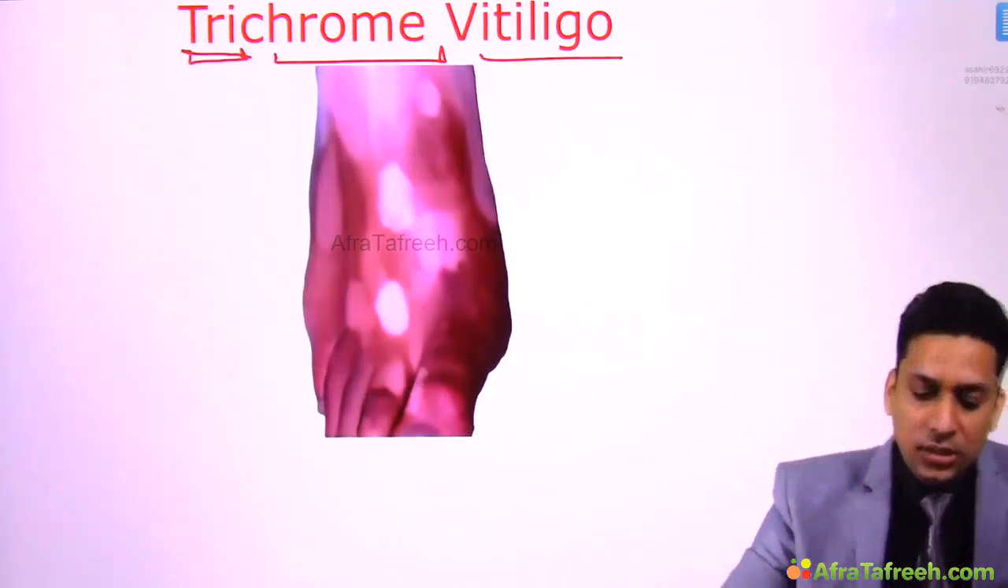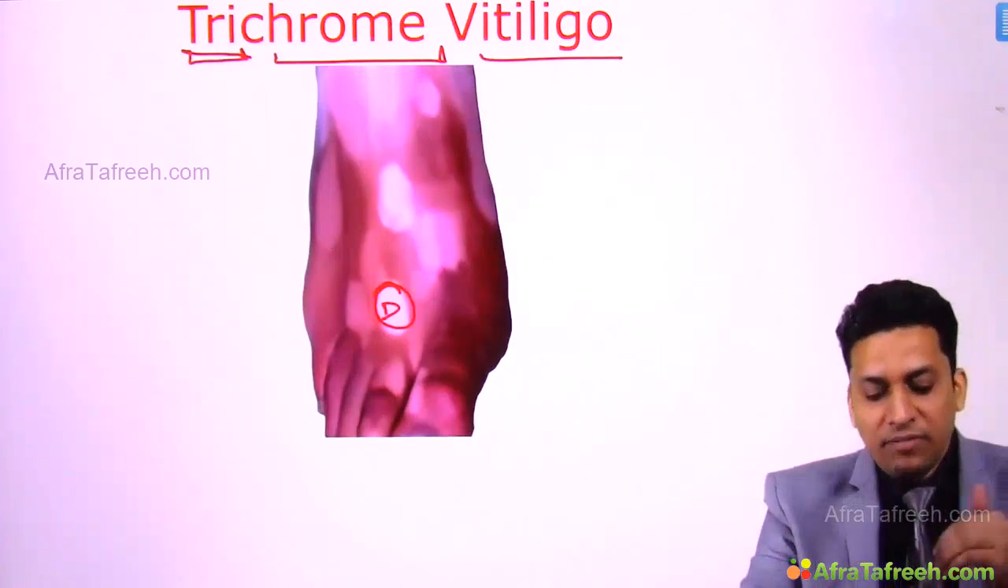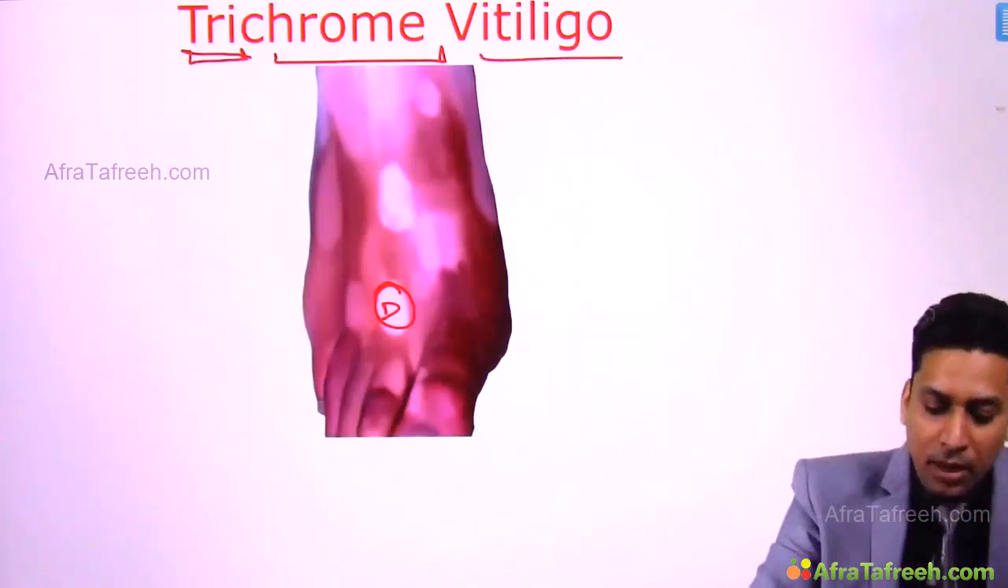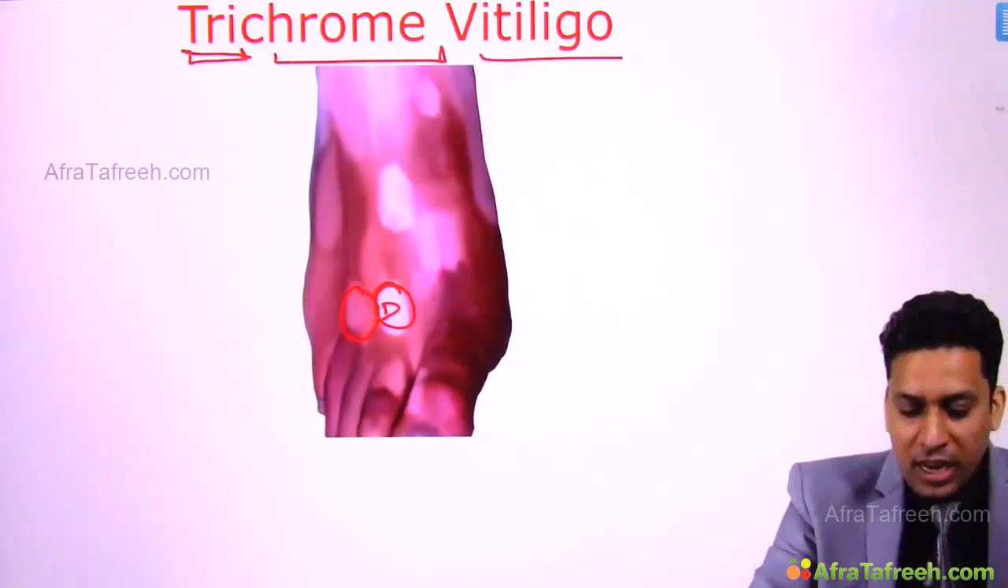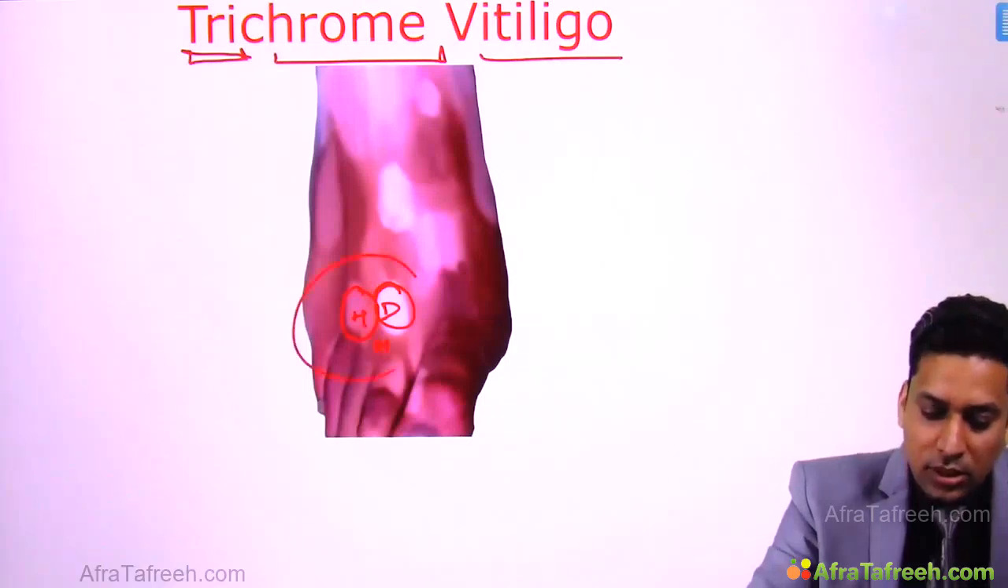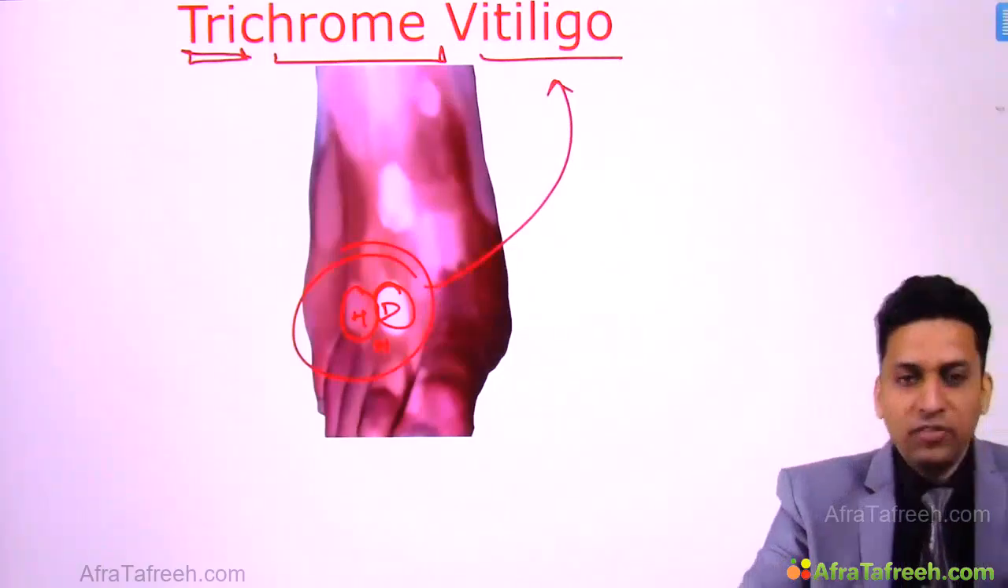What happens is the lesions were initially depigmented, but when we started treatment, they become hypopigmented, so there is some color which is being gained, and there is normal skin. So you can see three colors seen together: normal, depigmented, hypopigmented. This is known as trichrome vitiligo.